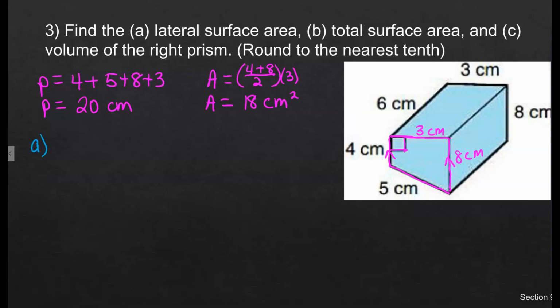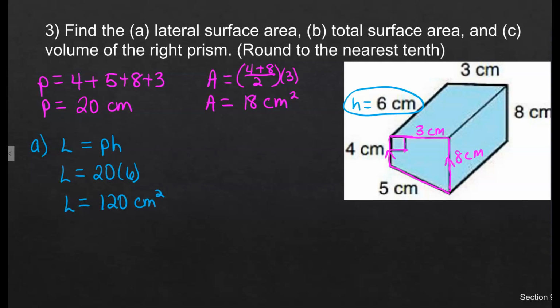And then we're on to our lateral surface area. So that's P times H, perimeter times the height of the prism. And the height of our prism is 6 because that is the length between the two trapezoids that are our bases on this prism. So perimeter 20 times the height of 6 gives me a lateral area of 120 centimeters squared.